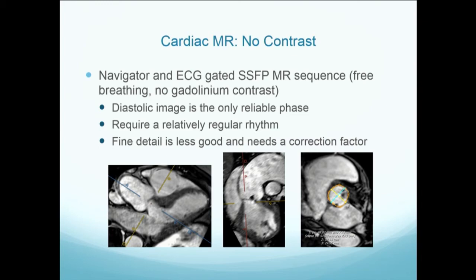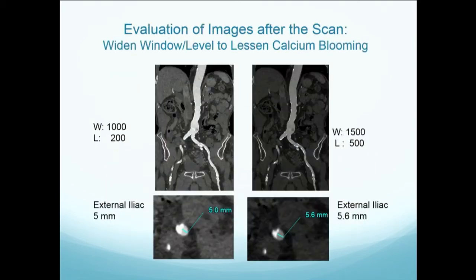Unfortunately, it's only accurate in diastole, and you need a relatively regular rhythm. You can apply a correction factor that allows you to make something like systole, but that's really not good enough, so we almost never do that. Now, what about after you have the scan?